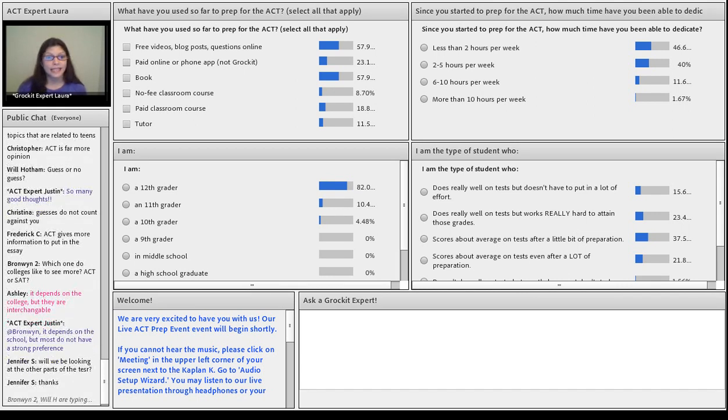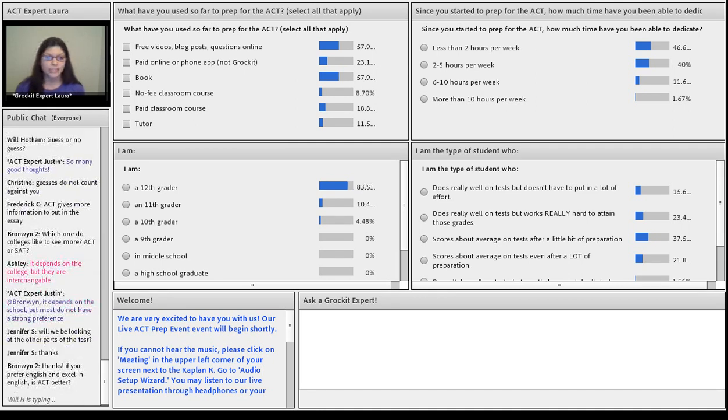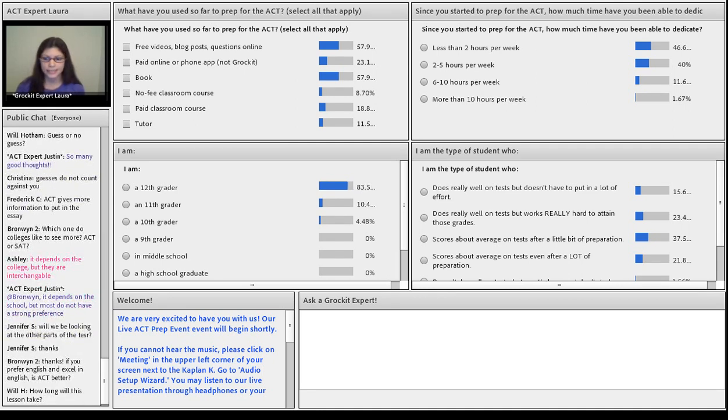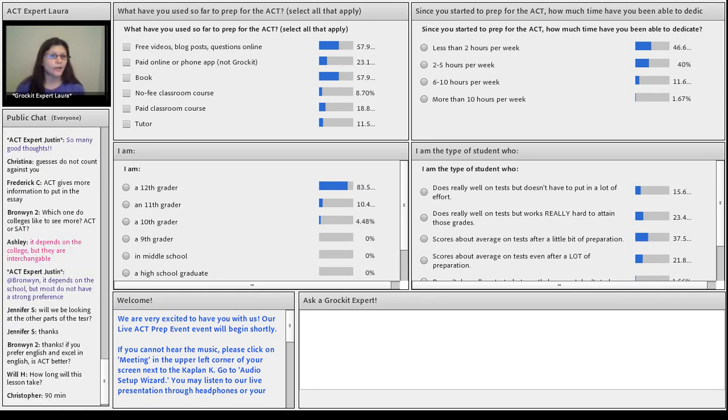Speaking of not leaving anything out, we want to make sure we offer as comprehensive a program as possible. And so these polls, which you can see the results are broadcasted, we want to make sure we cover them just real quickly. We're very interested to see how you're preparing. We want to be as helpful as possible. And so getting to know you as a test taker and as a student is super, super helpful. So for example, if you start at this poll right here, we see free videos, blog posts, and questions online. That is a lot of Grocket. We have YouTube videos, our blog is always free, and we are helping students out.